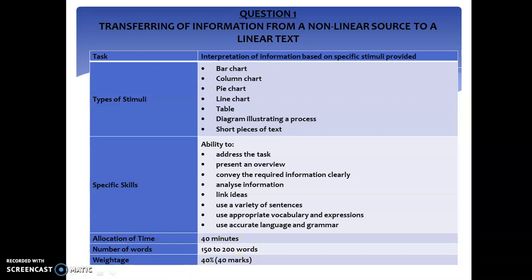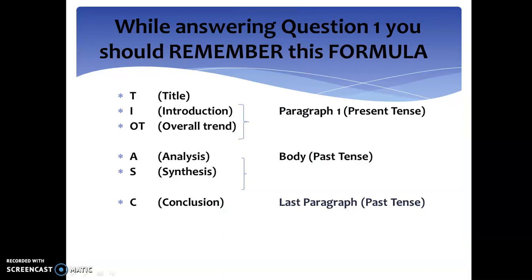grammar will be tested. While answering question 1, you should remember this formula. First of all, you need to have the title, your introduction, your overall trend or overview, your analysis, your synthesis, and also conclusion. Mind you, for the tenses, for the first paragraph, your introduction and also overview, you use present tense, while the remaining paragraphs for analysis, synthesis, and conclusion, you can stick to past tense.